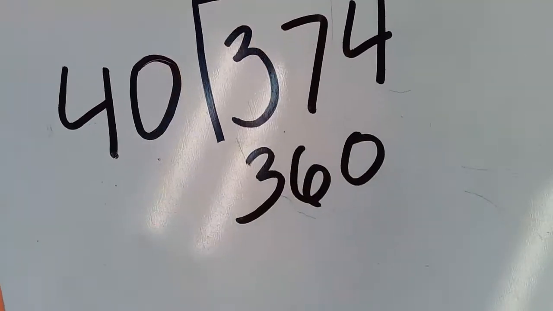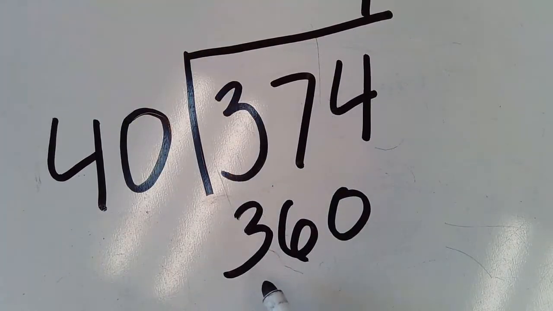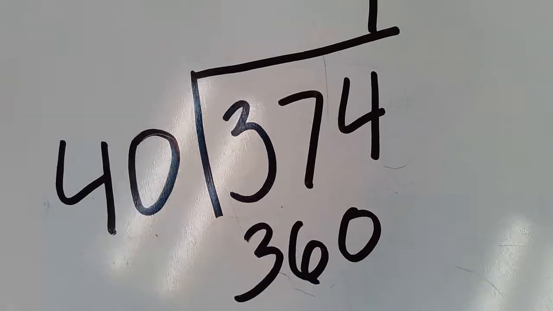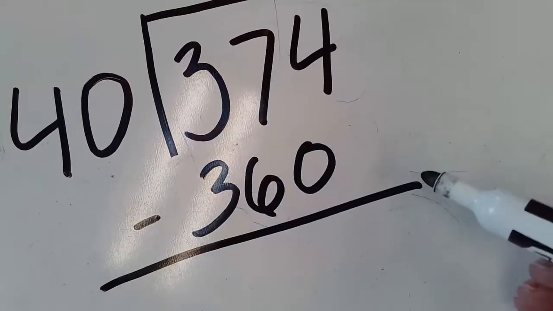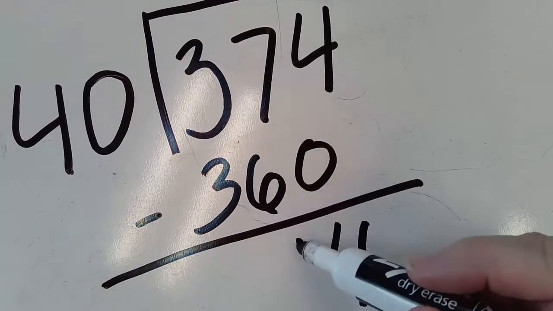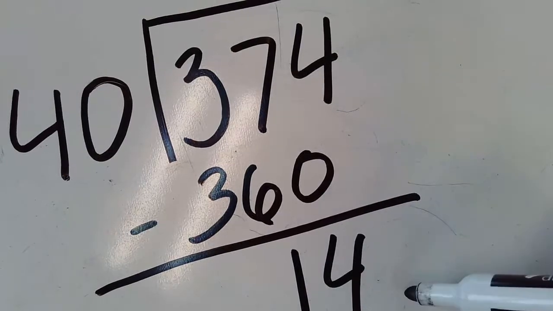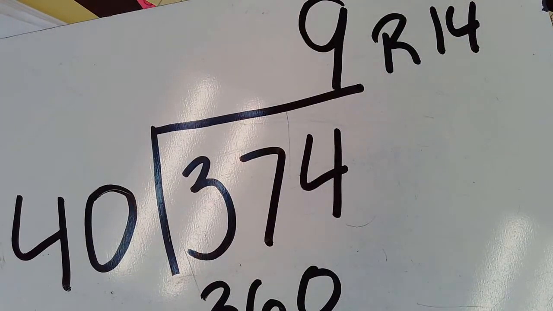And if you remember, we've done this. 9 times 4 is 36, and then you need the 0. Okay, so that's divide, multiply. Now we subtract. 4 minus 0 is 4. 7 minus 6 is 1. There is nothing left to bring down, so that is our remainder. Okay, that's how that problem works.